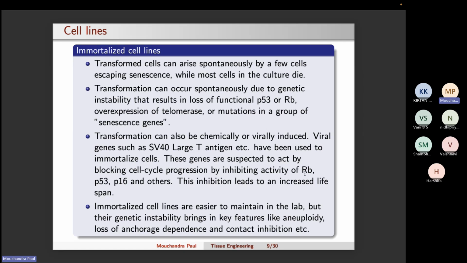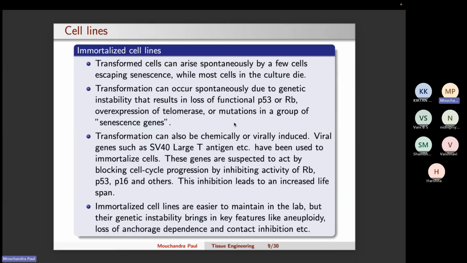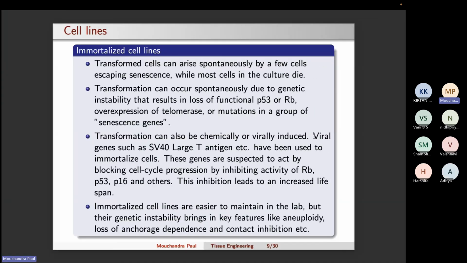They will either inhibit the activity of Rb protein and p53 protein, and this kind of inhibition will increase the lifespan. It can also result in changing the activity of telomerase enzyme, etc. So why is this Rb protein or p53 protein getting targeted here? For making the cell line immortalized.